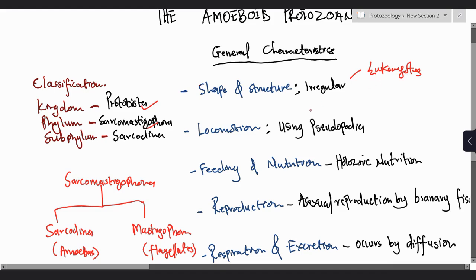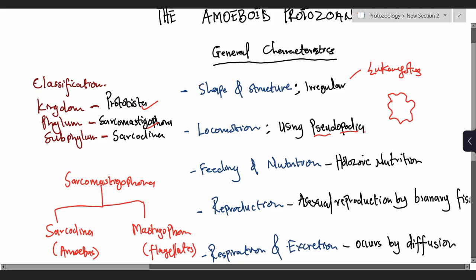Now, their locomotion is using their pseudopodia or pseudopods. Pseudopods: pseudo means false, and pods mean feet, so like false feet. You see the amoebas look something like this. They have false feet, so they extend their cell membrane in order to locomote, or to move.